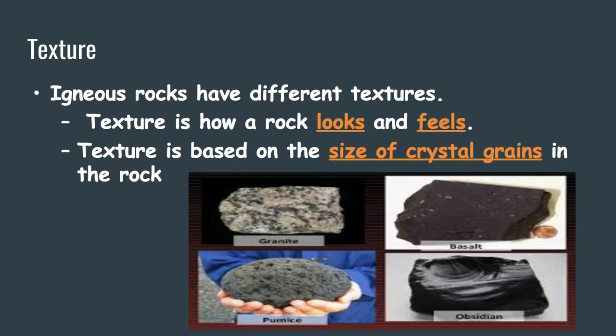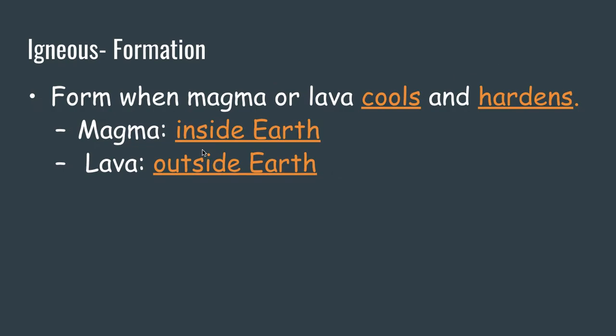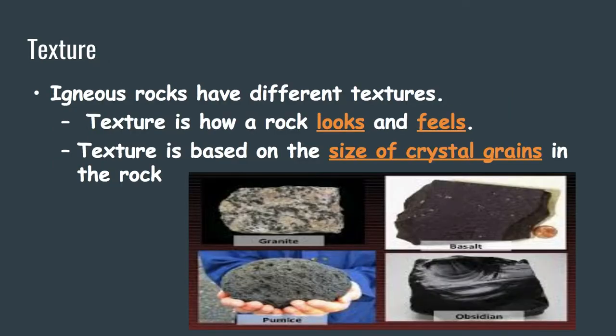The difference between magma and lava is just where it is, and that's going to be important. Magma is inside of the earth, and lava is on the surface or outside of the earth. Okay? Whether the rock is formed inside the earth or outside the earth changes the texture of the rock.